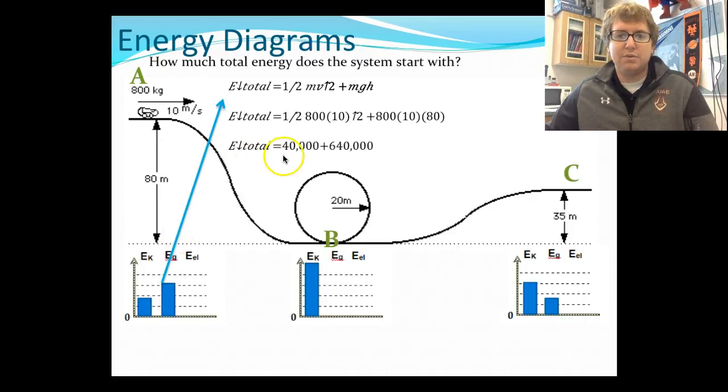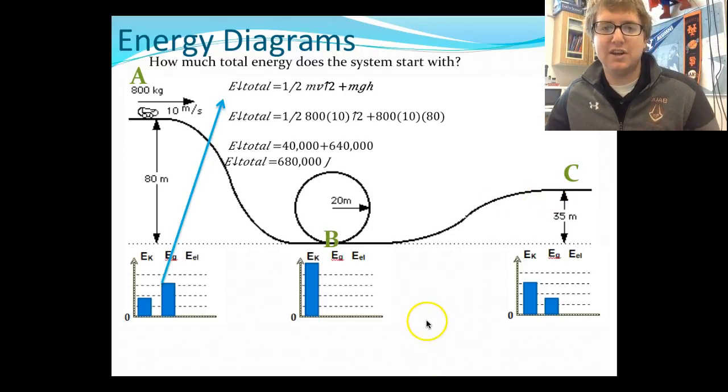You add all that up, 40,000 plus 640,000, you get a total energy of 680,000 joules, which means in situation B, we're going to have 680,000 joules, and in situation C, we're going to have 680,000 joules. This is the conservation of energy.